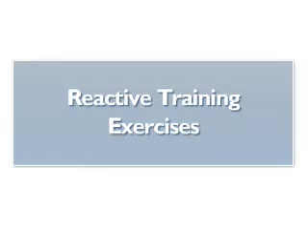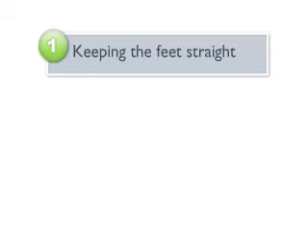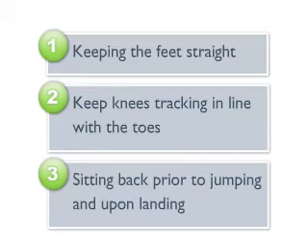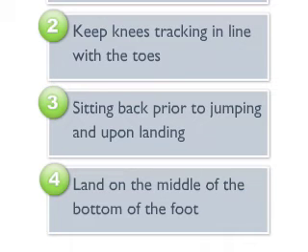Reactive training exercises. There are 3 levels of reactive training within NASM's OPT model: stabilization, strength, and power. It will be important with all reactive exercises that one maintains the drawing-in maneuver and practices good landing mechanics while performing the exercises. This comes in the form of keeping the feet straight, the knees tracking in line with the toes, sitting back both prior to jumping and upon landing, like you're sitting in a chair, and landing in the mid-portion of the foot.